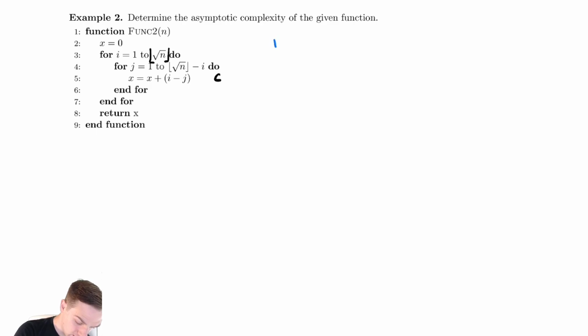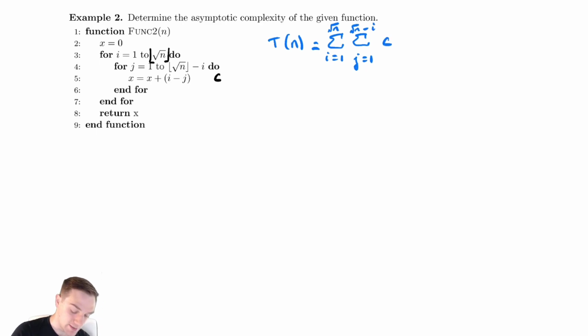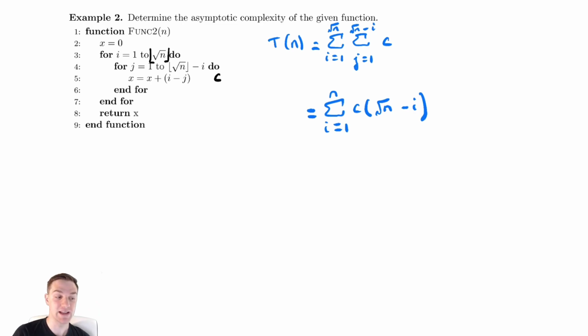So T(n), the running time as a function of n, is equal to the sum from i equals 1 to radical n in this case. And then we have the sum from j equals 1 to radical n minus i of c. Simplify that inner summation, and we are left with the sum from i equals 1 to radical n of c times radical n minus i.